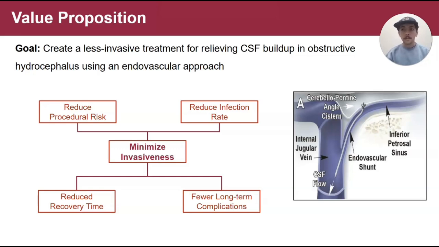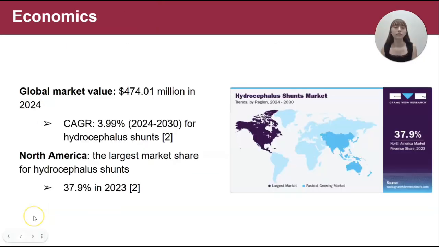And then lastly, this reduces the amount of long-term complications that the patients might face as a result of the really invasive treatments typically for hydrocephalus. For 2024, the global hydrocephalus shunt market is estimated at $474 million and is predicted to keep growing at around 4% for the CAGR. North America is the largest area for hydrocephalus shunt markets.